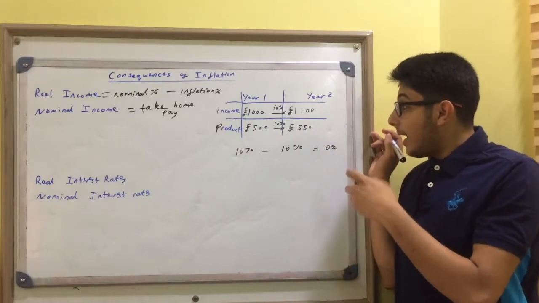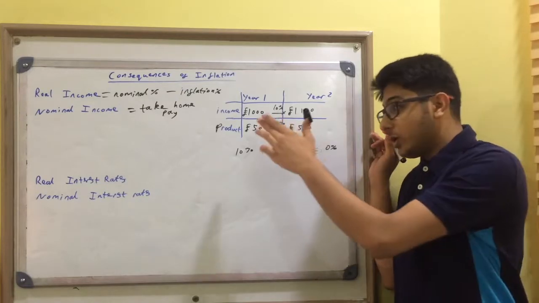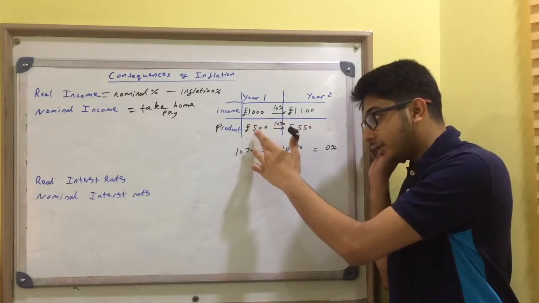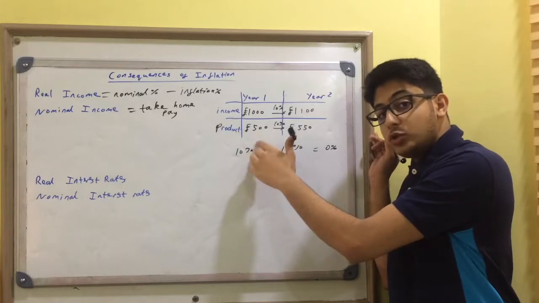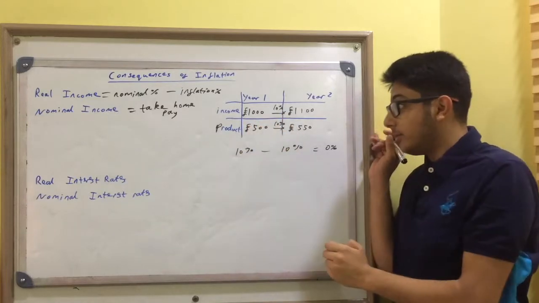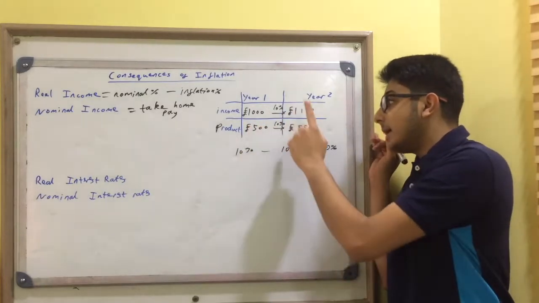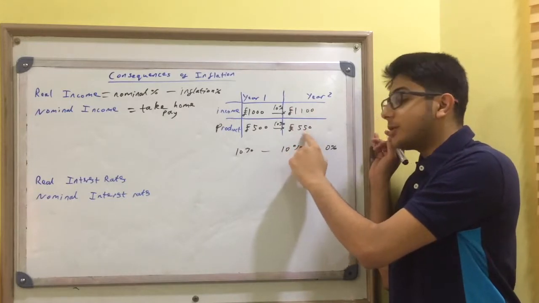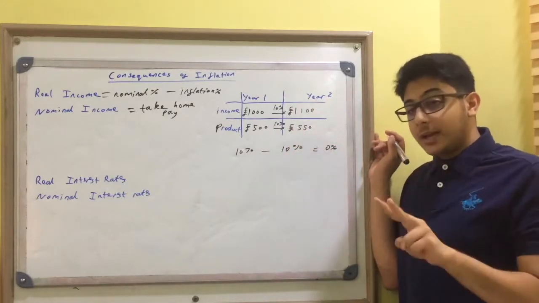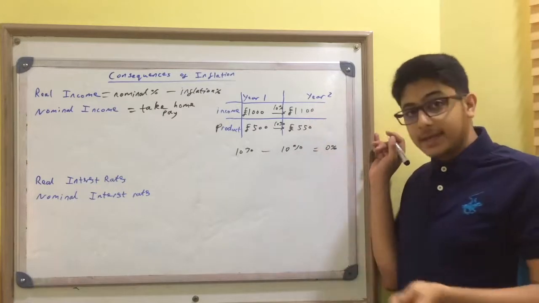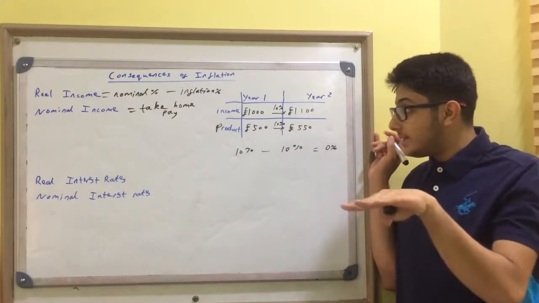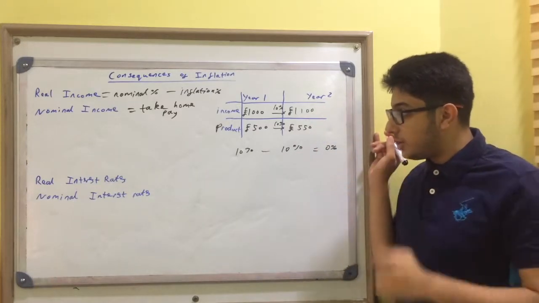Okay? You could buy 2 of the product here. You can buy 2 of the product here with your 1,000 income. Alright? And in year 2, you can also buy 2 of that product with your increased income. Your real income has stayed the same. It is perfectly adjusted for inflation.